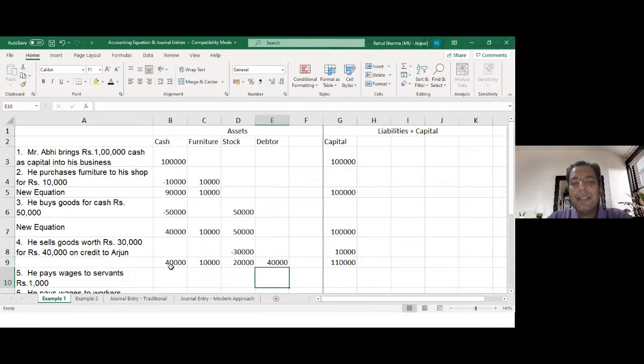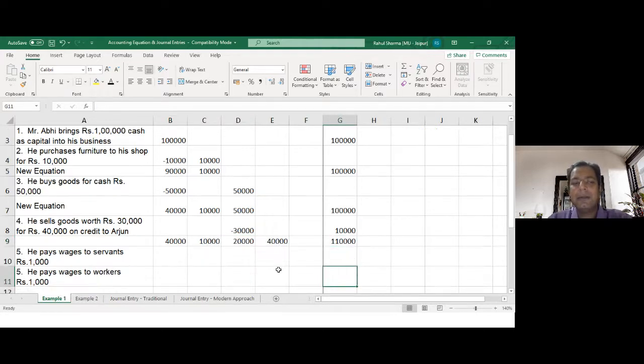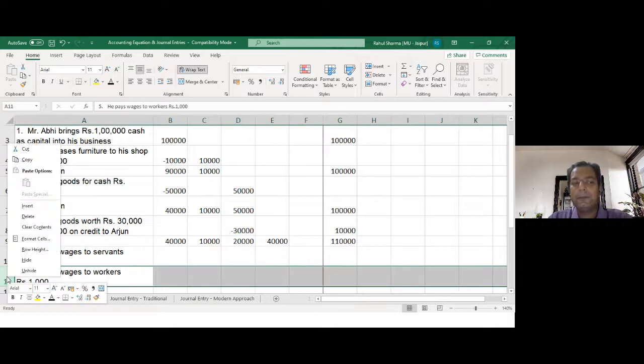Does the equation balance? We can just check it out, have a look at it. 40, 10, 50, and 60. That makes it 110. So 110,000 on the asset side, 110,000 on the liabilities and capital side. We can say that things are going perfectly fine till now.